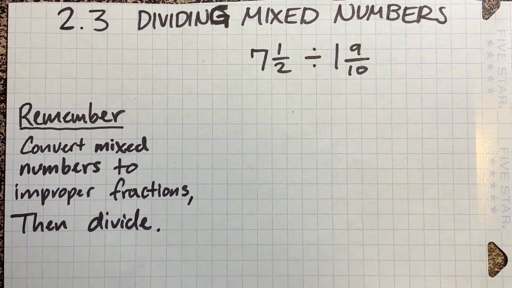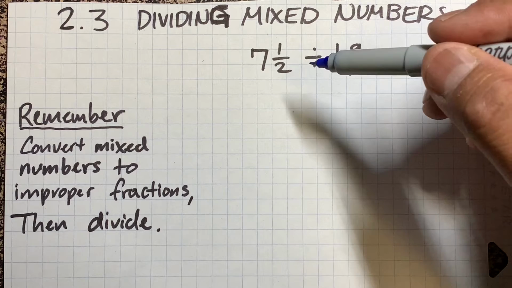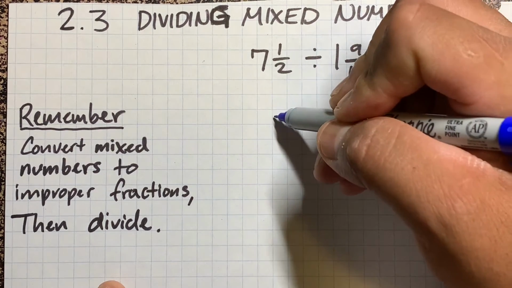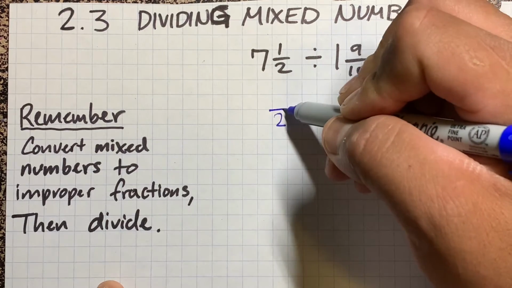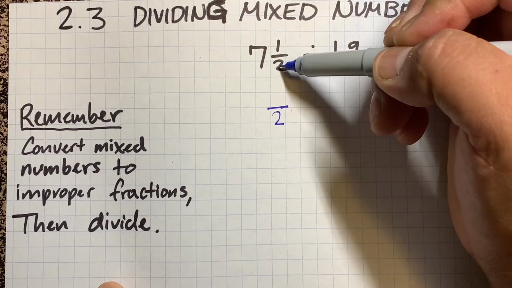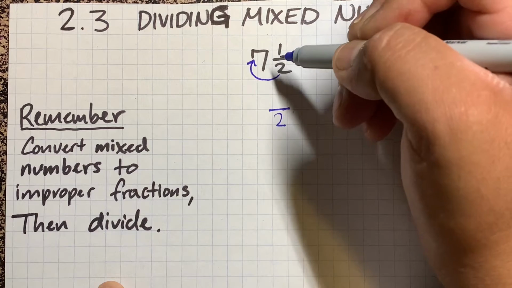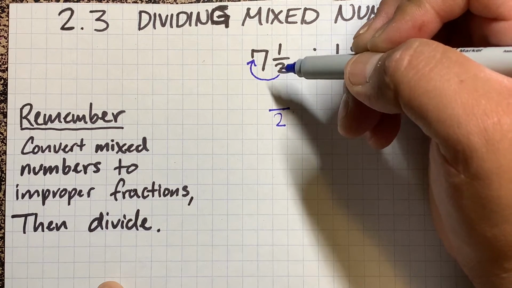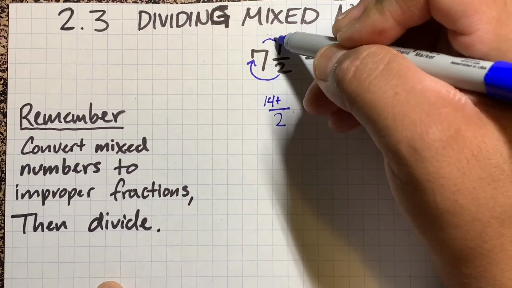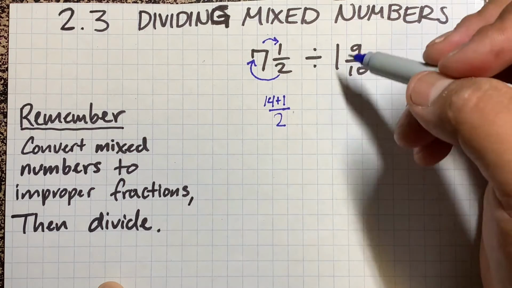Okay, so for the dividend here, 7 1/2, notice that your denominator is 2. So all you would do is rewrite the denominator 2. What you would do next is multiply the denominator times the whole number 7. And so we have 7 times 2, and that's 14. And then you add that to the numerator 1. Okay. And the same thing on this side.